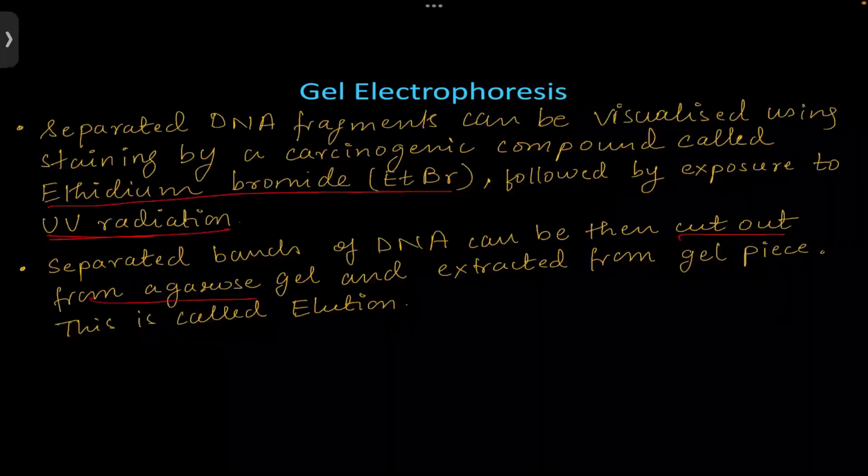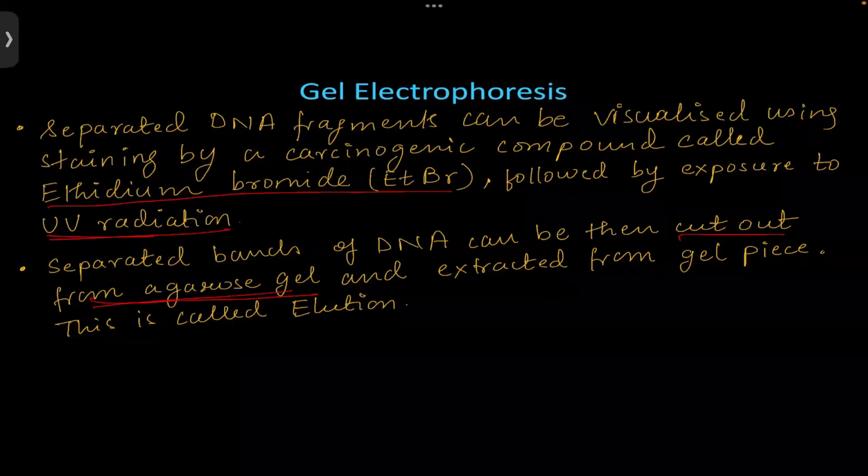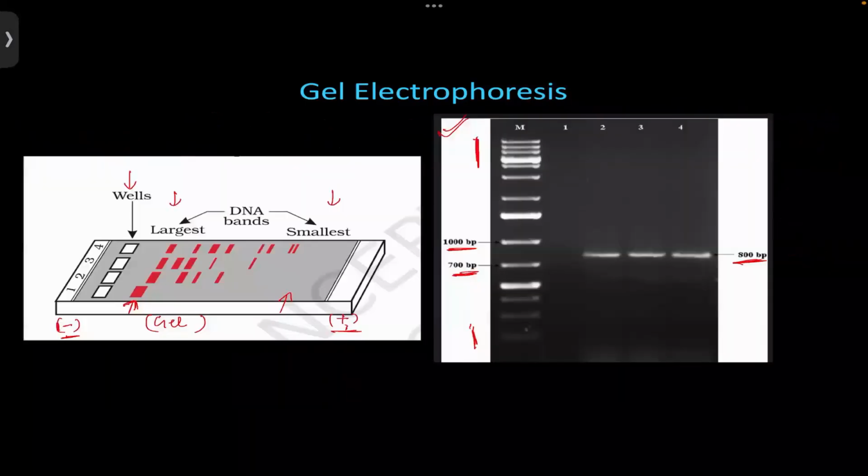They will cut out the band from the agarose gel and then dissolve the agarose gel, leaving behind only the DNA fragment. Then the DNA fragment will be separated out through small filters from the agarose gel solution. This process is called elution. So through the elution technique, this particular DNA fragment can be eluted out or separated from the entire block of agarose gel.